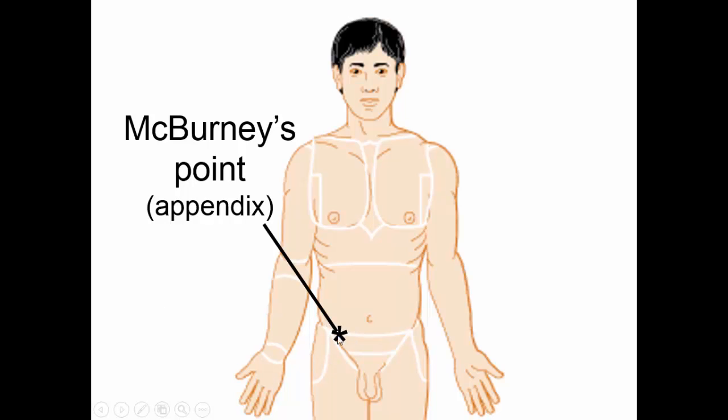McBurney's point is where your appendix is, and it's right there just near that anterior superior iliac spine. You can actually find McBurney's point if you put your hand on your waist, spread your thumb and fingers as far apart as you can get them. Your ring finger should land pretty much on McBurney's point. And of course, McBurney's point is only on the right side of your body because that's where your appendix is.